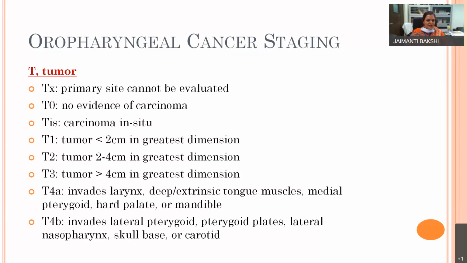T4a is when the tumor invades the larynx, deep or extrinsic muscles of the tongue, medial pterygoid, hard palate, or mandible. T4b is the tumor which invades the lateral pterygoid plates, lateral nasopharynx, skull base, or carotid.